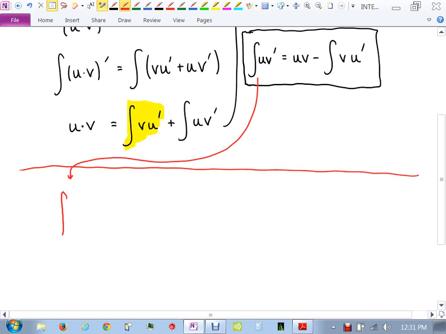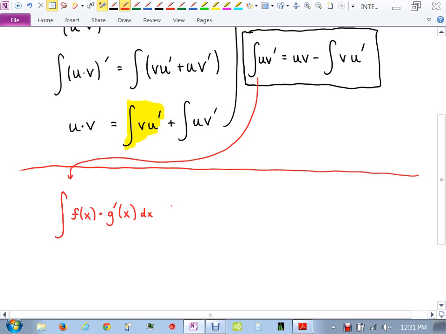Let's say you're trying to find an integral, right? And let's say you have u, which is some function of x. And next to it, being multiplied, is v prime. v prime is the derivative of some other function, g, right? Yes?